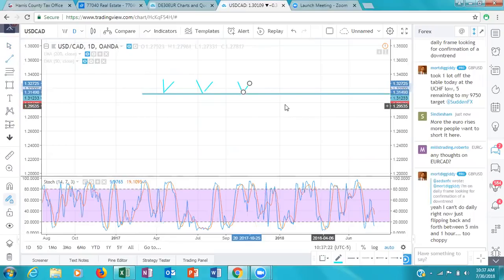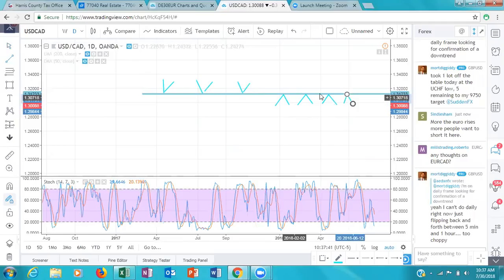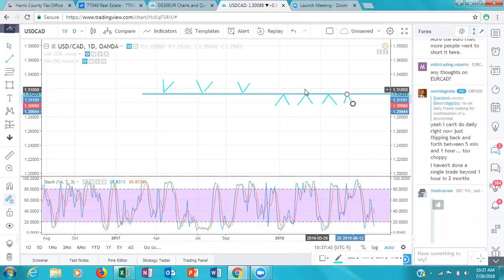Resistance, on the other hand, looks like this. It's a ceiling. Think about a house and a ceiling. It says price cannot go above this area. You are struggling to break through this area, such as this.